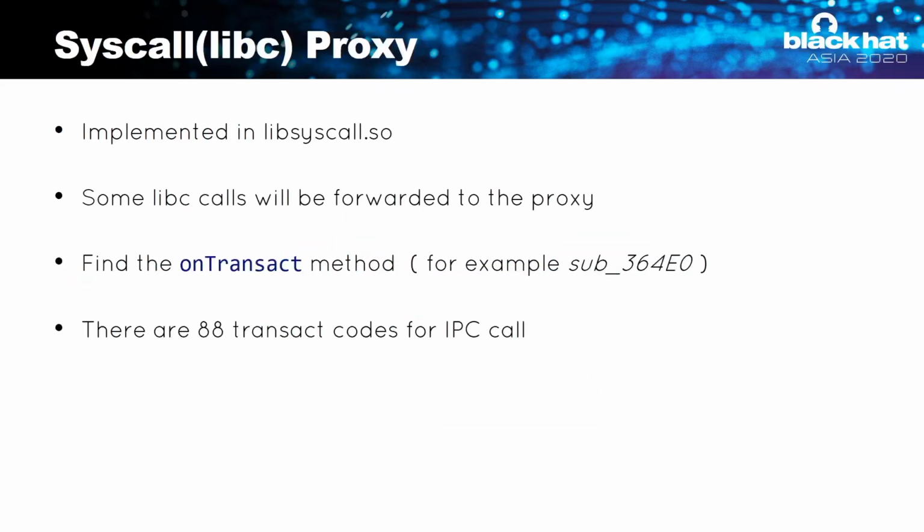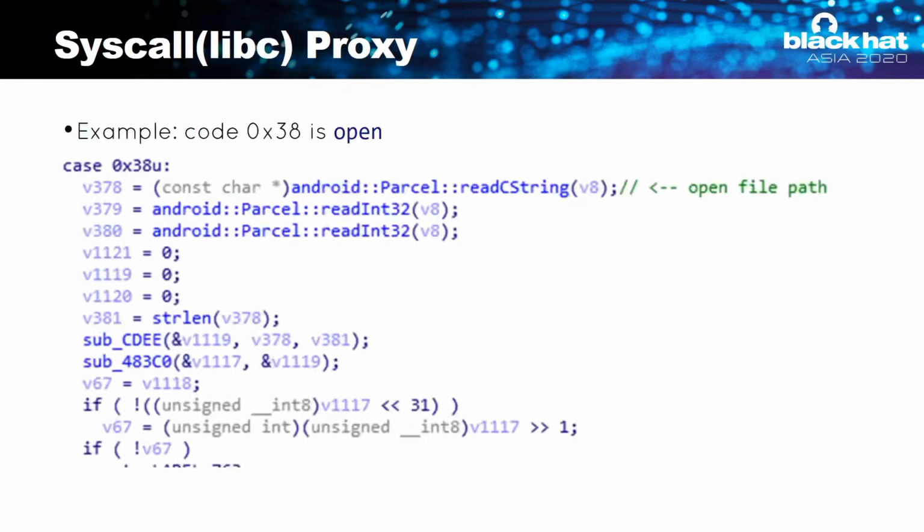Finally, let's look at the syscall proxy. It's implemented in libsyscall. Because it's a binder, it must have an onTransact method. After reversing, I found the function entry, and there are 88 transact codes for binder calls. For example, the code 0x38 is libc open.